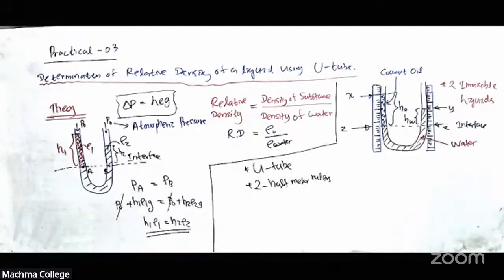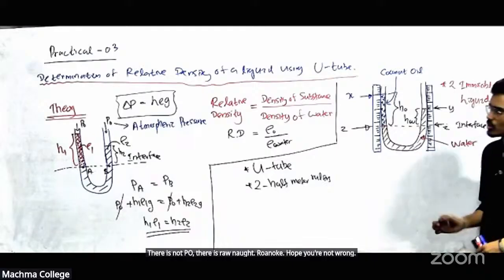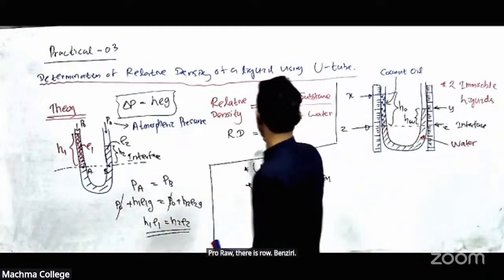What's under P naught in the formula? That is not P naught, that is rho naught. Rho naught. Hope you know rho. Rho, that is rho, density. Rho naught or rho water.